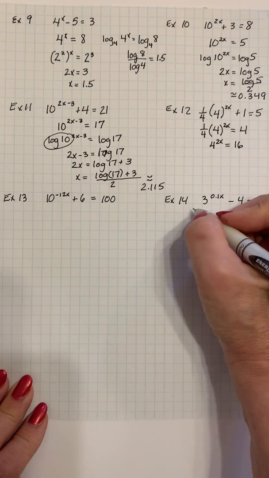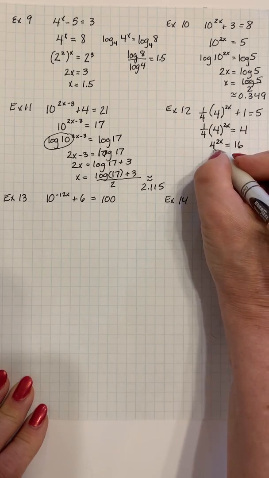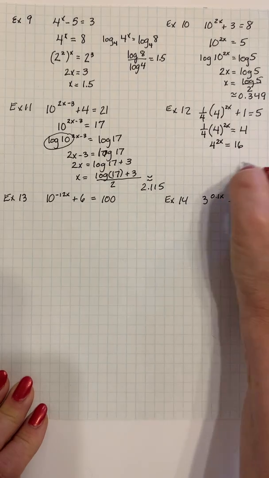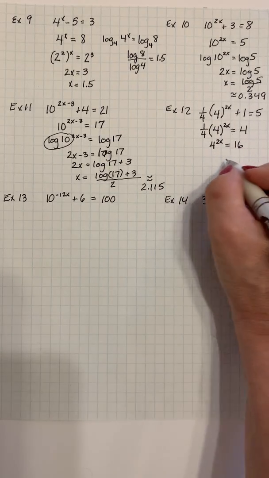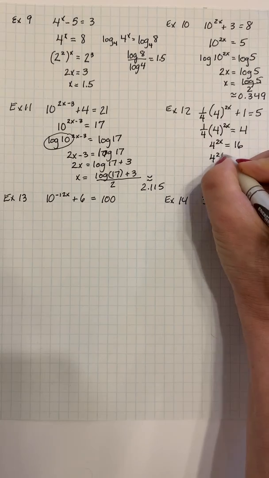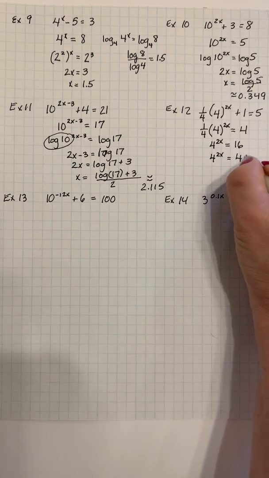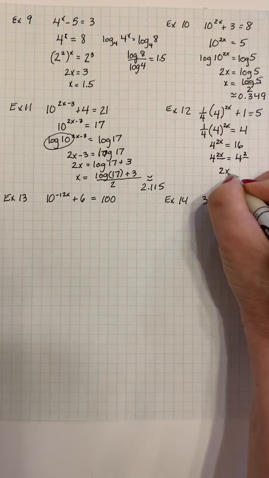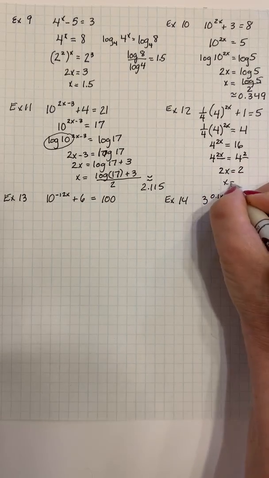Now this is another one like the beginning. This is 4 squared. We can use the fact that we can get the same base. 4 to the 2x is equal to 4 squared, because 16 is 4 squared. So that means that 2x has to be equal to 2. So x equals 1.